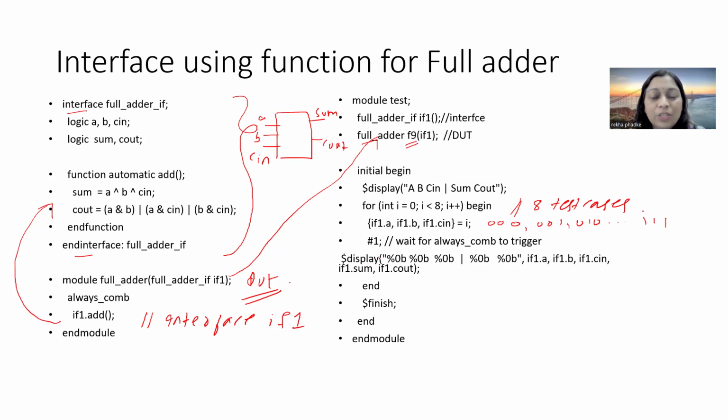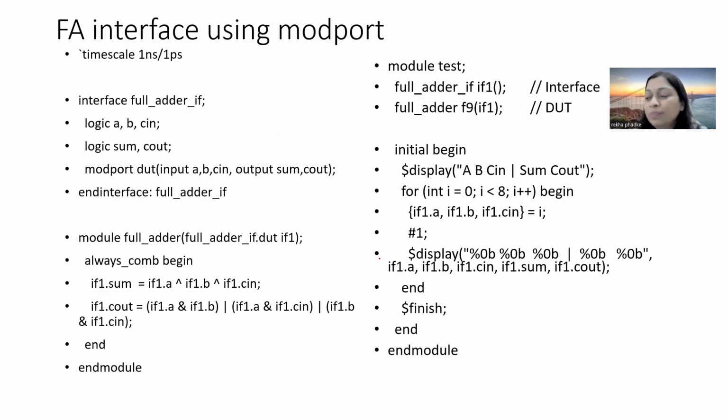And then a test bench is written, which will invoke the DUT, which is connected to the interface in turn. Okay, and this is an example of not only the components being bundled in the interface, but also we have written a function which evaluates our sum and cout. Okay, so next example.